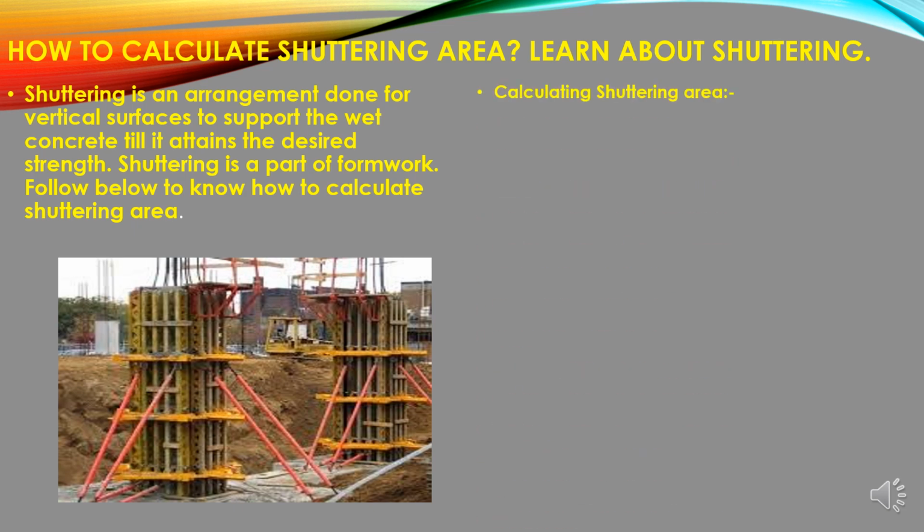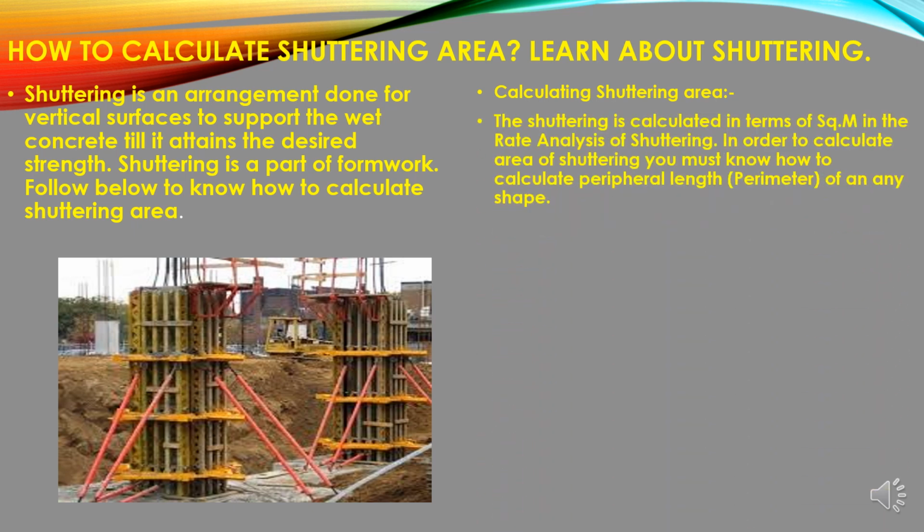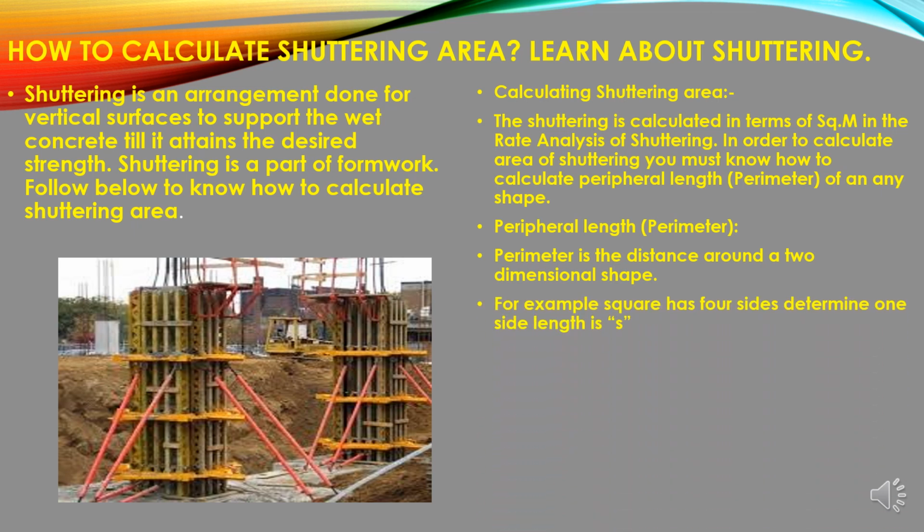Learn about shuttering. Calculating the shuttering area. The shuttering is calculated in terms of square meter. In the rate analysis of shuttering, in order to calculate the area of shuttering, you must know how to calculate the peripheral length of any shape. Peripheral length, that is a perimeter. Perimeter is the distance around two-dimensional shapes.